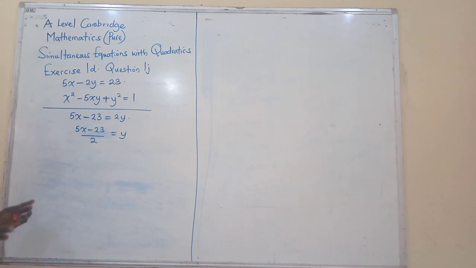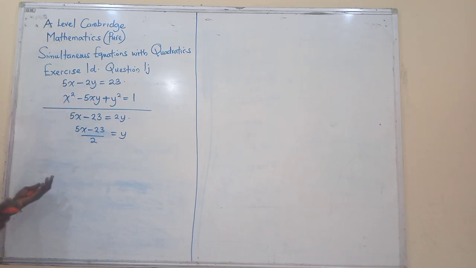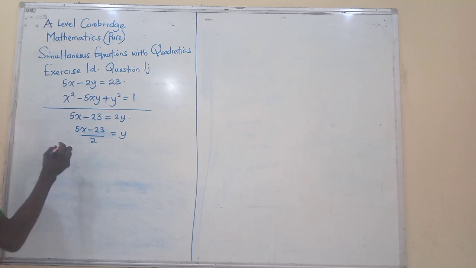Why have I chosen this approach? I want to ensure that what I'm using to divide is small. Somebody else can decide to make x the subject of the formula. It's the same result you're going to get finally, but I want to reduce my computation.